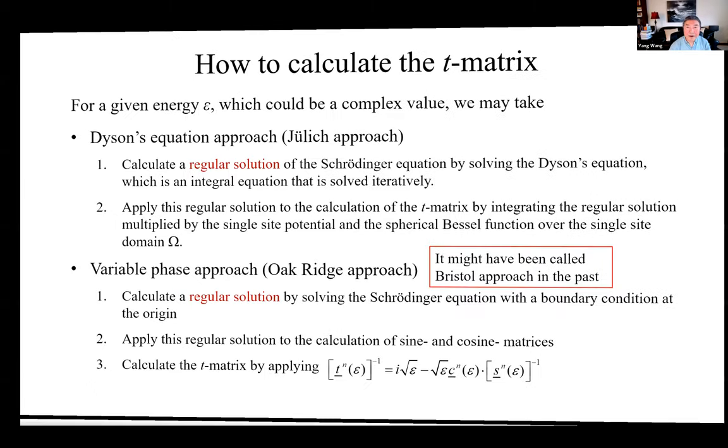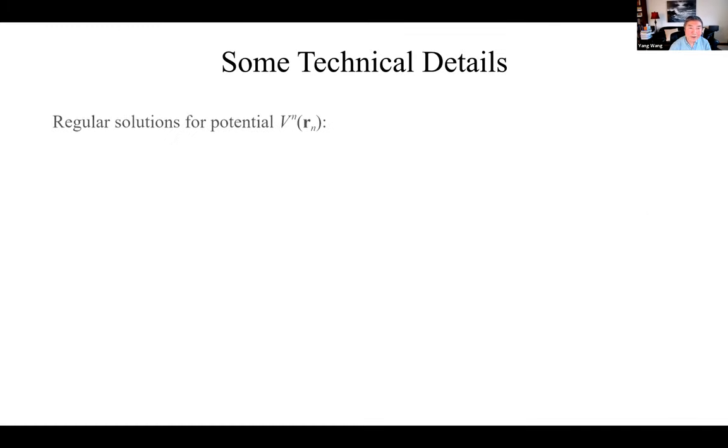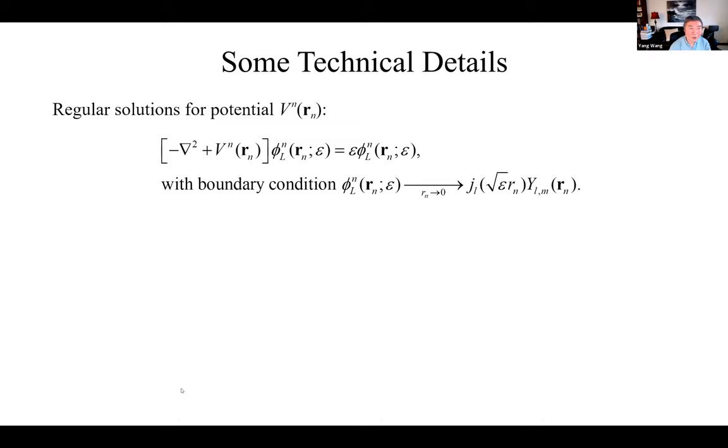All right, so some technical details. I have to run it a little bit quick, so I don't want to bore you guys. So, regular solution: how to calculate this regular solution? In the so-called Oak Ridge approach, we pick up this regular solution and give it a boundary condition. We need the origin to be this.